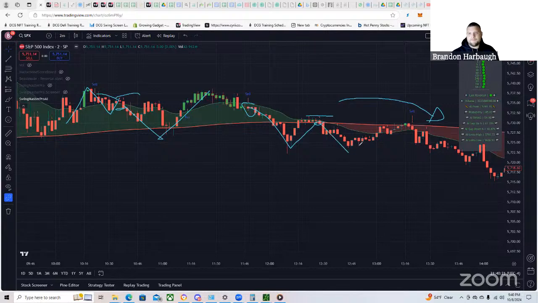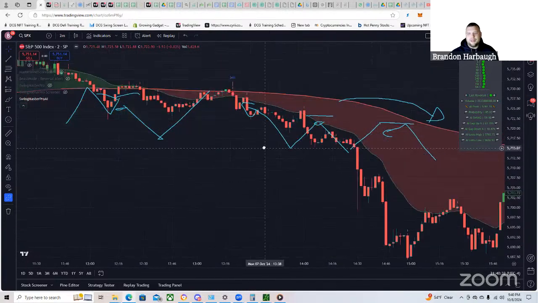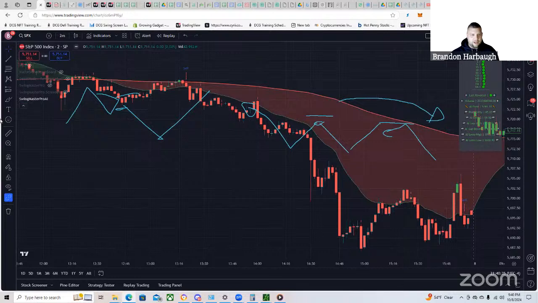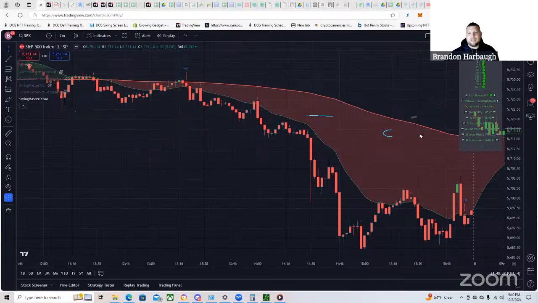Bang, down we go, right? Here, we get a pullback. I'm taking this sell. Here's my stop out right there. Price comes up, almost nicks you out. Down we go, right? Then we start really accelerating to the downside.